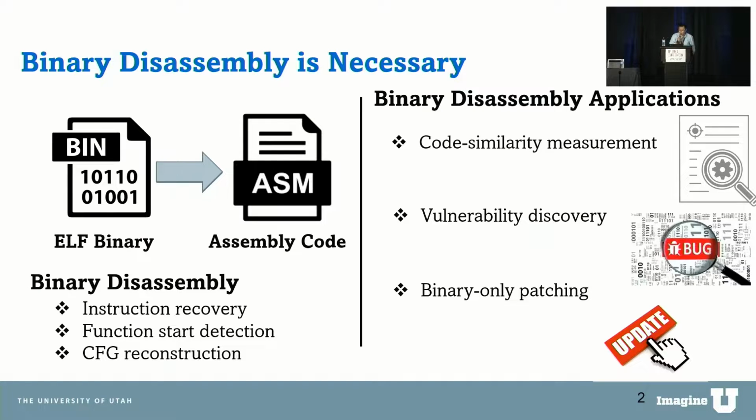So binary disassembly is a process of translating a binary executable to an assembly file. During this process, the disassembler will handle several tasks, including instruction recovery, function start detection, and control flow graph reconstruction. Binary disassembly is also the core component of many applications, such as code similarity detection, vulnerability discovery, and binary code patching.